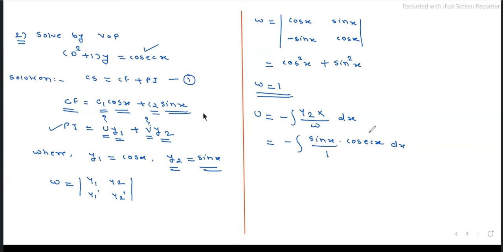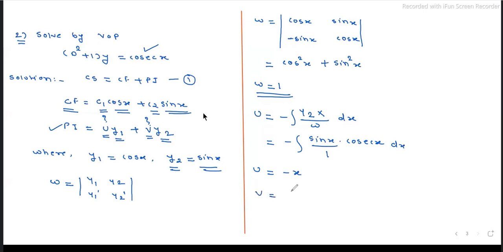अब cosec x को आप 1 upon sin x लिख सकते हो. sin x कैंसिल हो जाएगा, इंटीग्रेशन ऑफ dx हो जाएगा आपका x. तो u की वैल्यू एक्चुअली माइनस x आएगी. टेक इट एज होमवर्क, फर्दर कैलकुलेशंस आप करो. u की वैल्यू आपकी आनी चाहिए माइनस x. दिस इज होमवर्क फॉर यू.